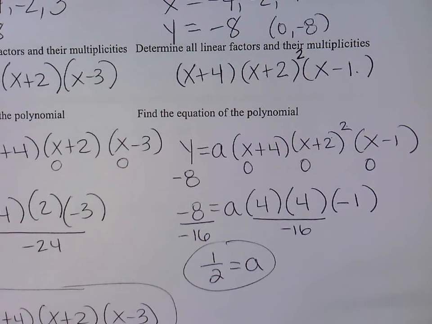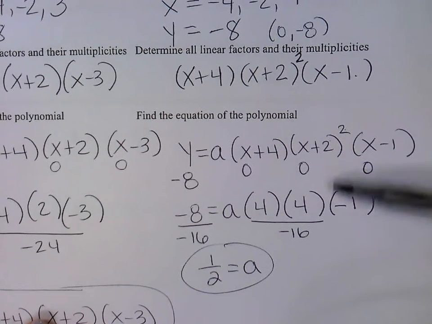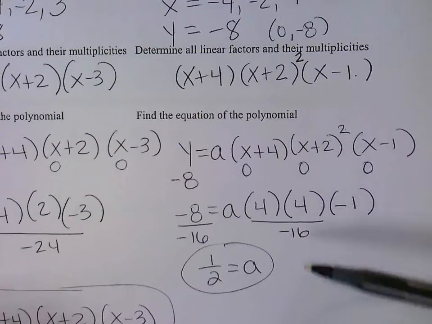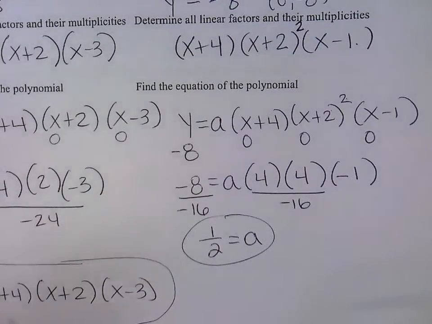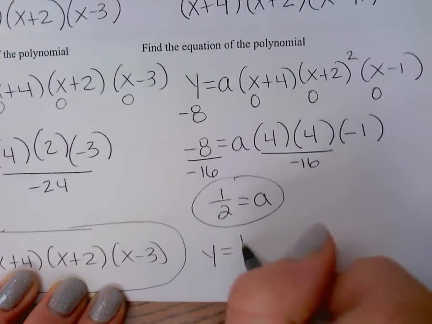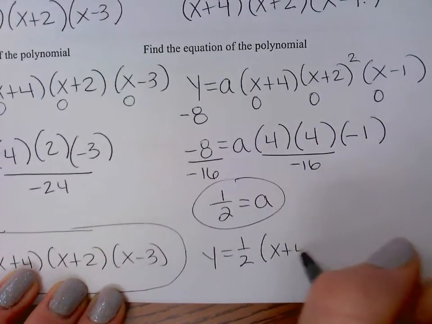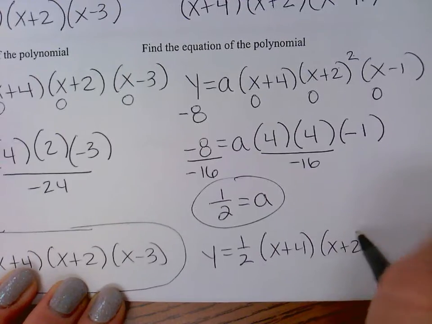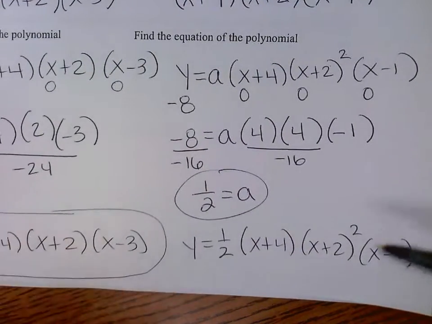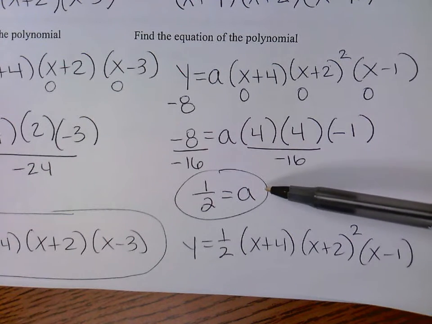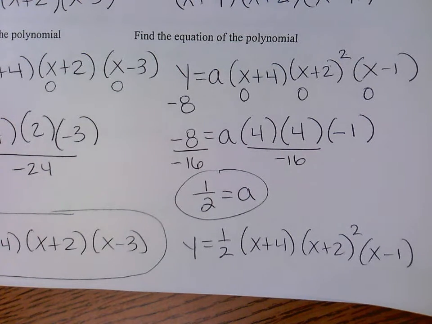So this should be reinforcing what we've done the last couple days. And then this last step is kind of the new piece. How do I get the last equation? So y equals 1/2 x plus 4, x plus 2 squared, x minus 1. If you don't feel like rewriting the equation on these examples, that's fine. If you got a, you know, on the quiz, you can just rewrite the equation if it's too much writing for right now.